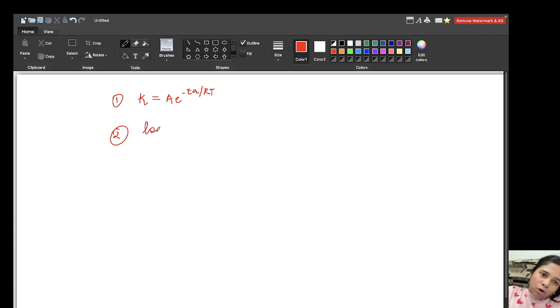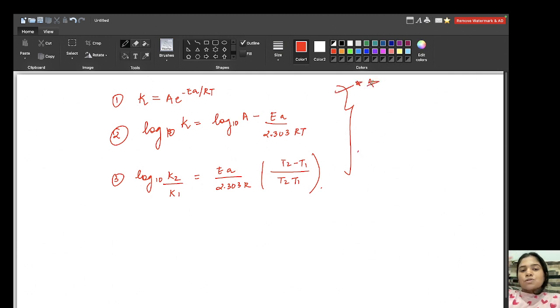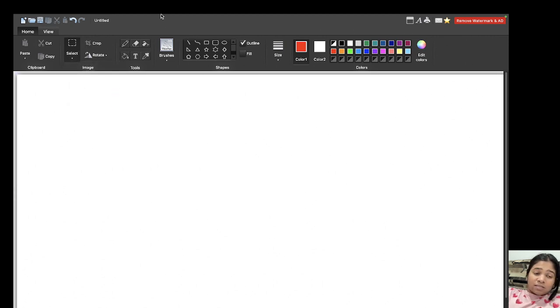Second formula which we came out with was log base 10 K equals log base 10 A minus EA by 2.303 RT. And the third one was the ratio, log base 10 K2 by K1 equals EA upon 2.303 R into (T2 minus T1) by T1 T2. These are the 3 formulas which you need to thoroughly remember. K equals A e to the power minus EA by RT, log base 10 K equals log base 10 A minus EA by 2.303 RT, and log base 10 K2 by K1 equals EA upon 2.303 R into (T2 minus T1) upon T1 T2.